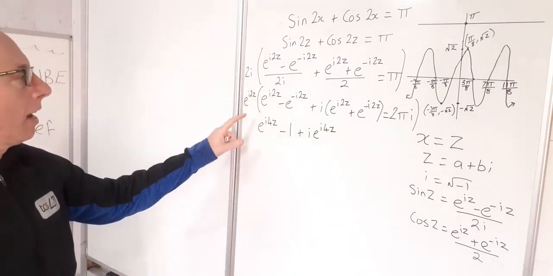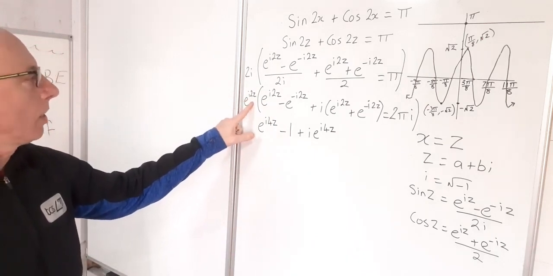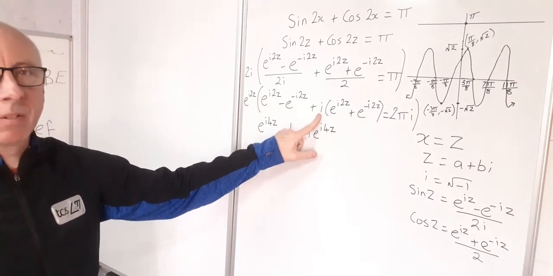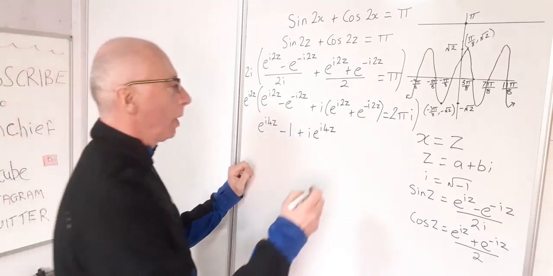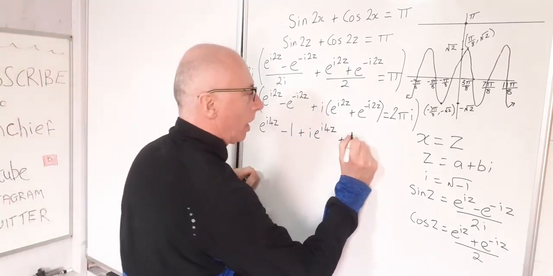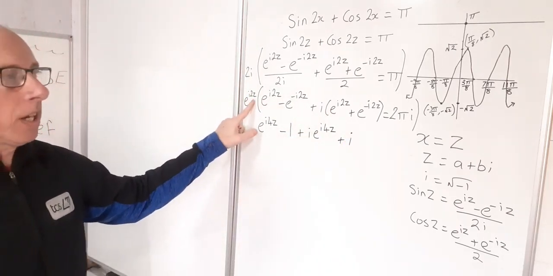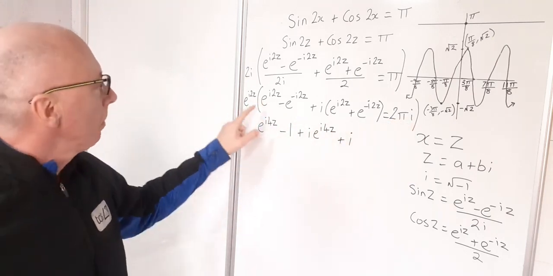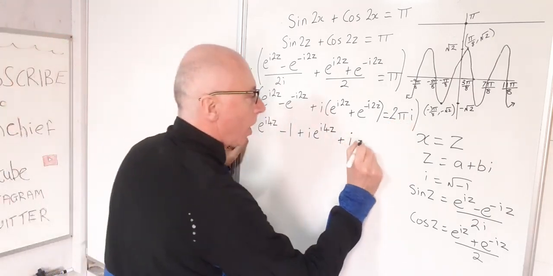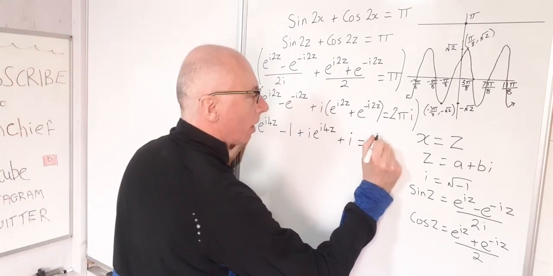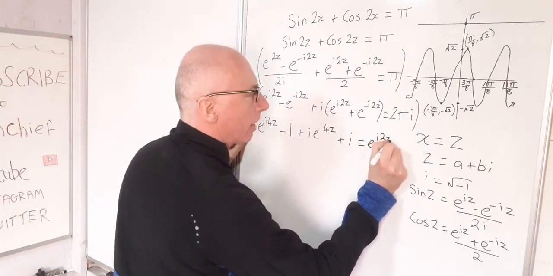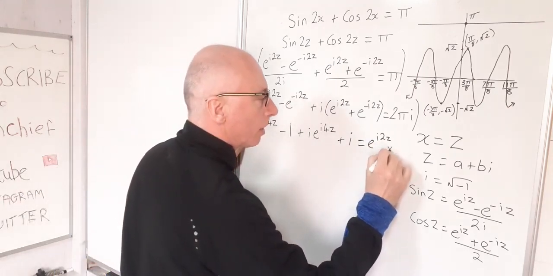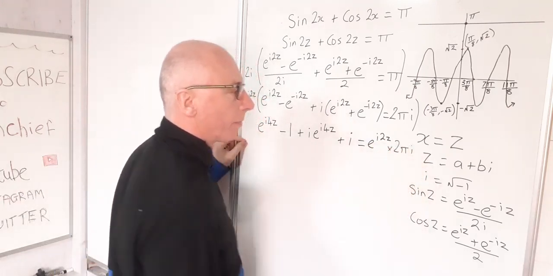Okay, now I've got here e to the i2z times this one is going to give me 1, but I've got an i here as well, so I'm going to have a positive i in its place. And then here I've got e to the i2z times 2 pi i. Well, 2 pi i will be the constant in front of the exponential, so I'll write that as equals e to the i2z times 2 pi i.